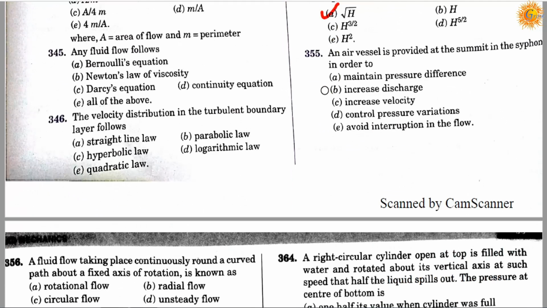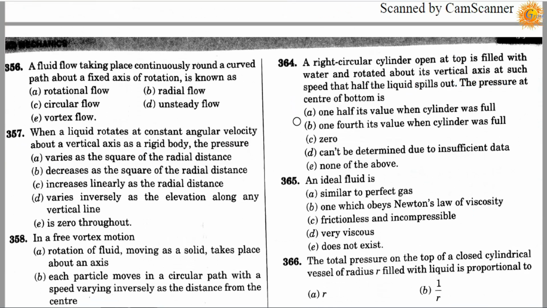Question number 355. An air vessel is provided at the summit in a siphon in order to: option A, maintain pressure difference; option B, decrease discharge; option C, increase velocity; option D, control pressure variations; option E, avoid interruption in the flow. Correct answer is E. It will avoid interruption in the flow.